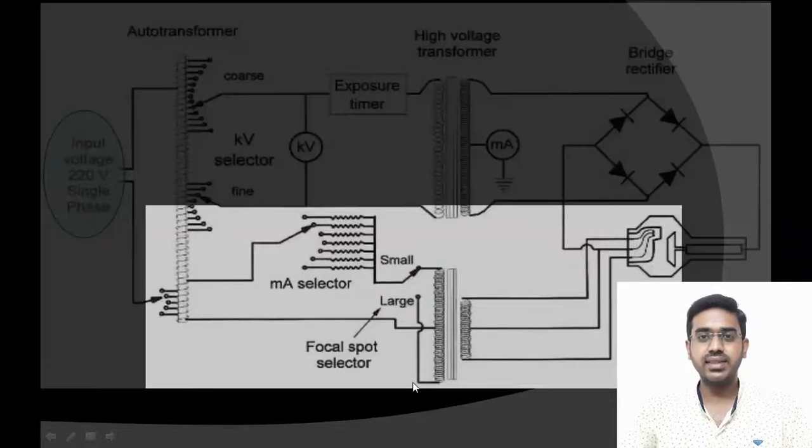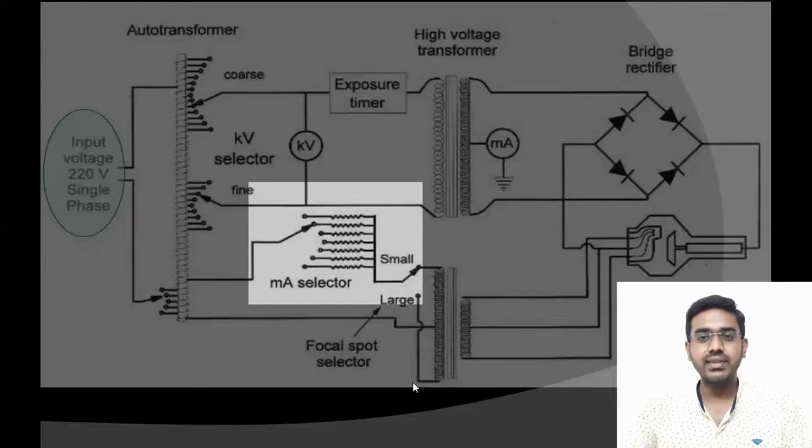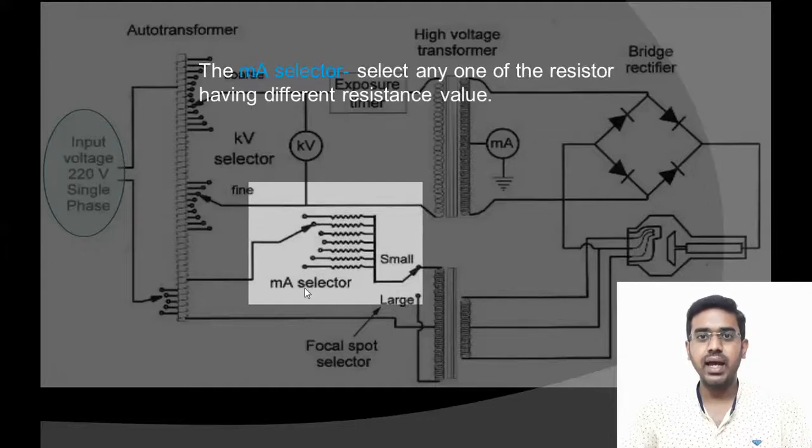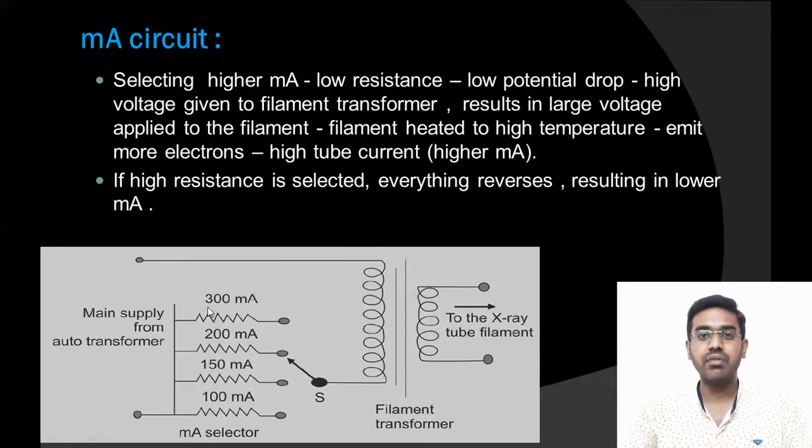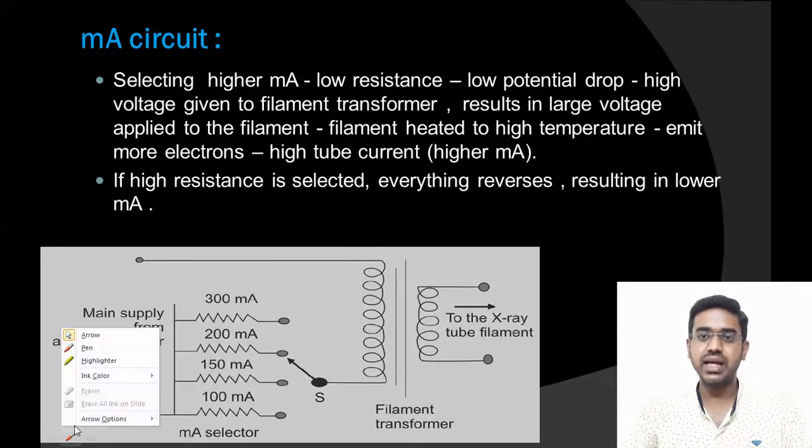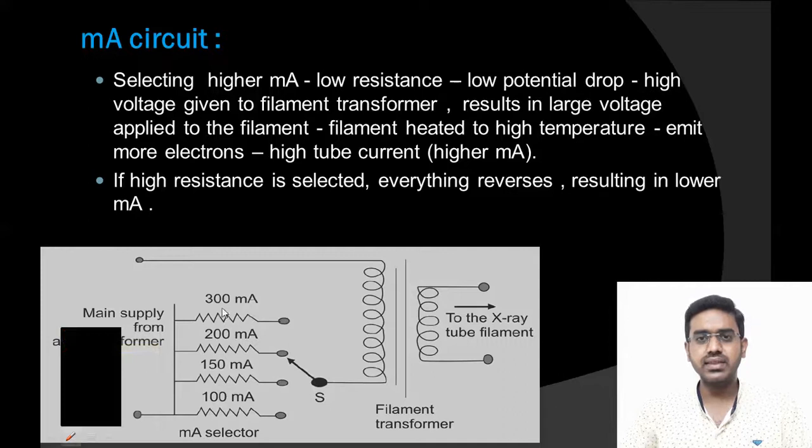Now let's discuss the MA circuit in detail. First, the MA selector. It selects any one of the resistors having different resistance values. Here we have taken a 300 mA machine as an example. Let's see what happens inside once you turn the MA selector knob.